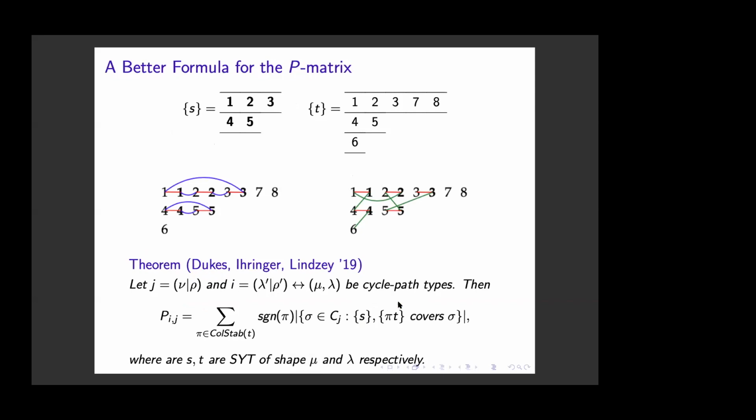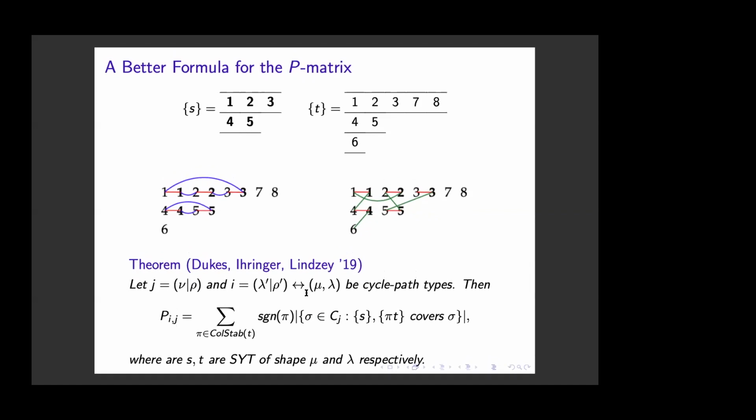Okay, so here's our better formula for entries of the P matrix. Again, I'm going to make things tidy and let J be a cycle type, and let I be a cycle type. So here are these primes. They don't denote transposition, they're just different cycle types. And so here I have this mu, lambda. Remember that there's this correspondence between irreducibles and mu, lambda that differ by a horizontal strip. And so this arrow here is just denoting that bijection.